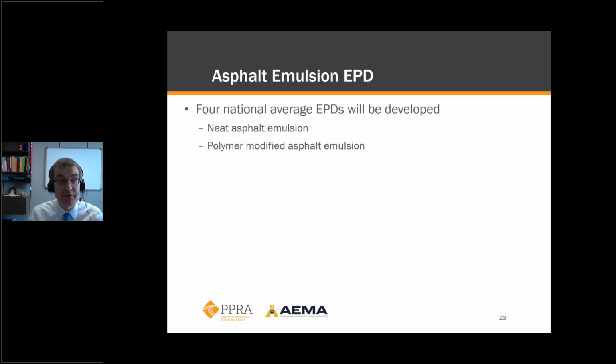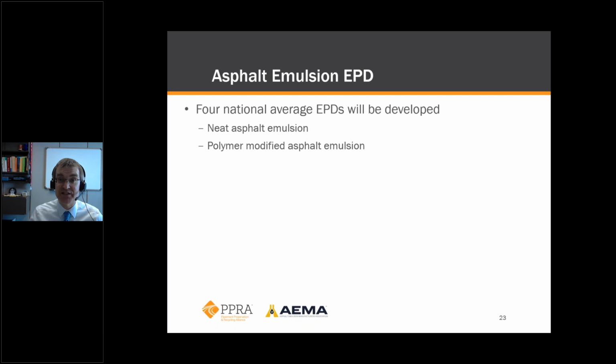So as I mentioned, we're developing 4 national average EPDs. And we had quite a lengthy discussion about what asphalt emulsions we would look at. Would we look at CRS2P? Would we look at asphalt emulsions for microsurfacing? We decided to take a step back, and this is what the Asphalt Institute did with their asphalt binders. We decided to take a step back, and we're not looking at any grades or reactivities. We're just looking at general categories of asphalt emulsions.